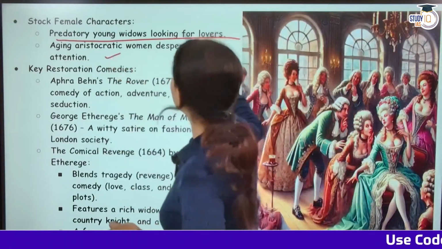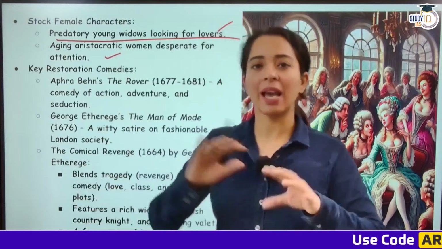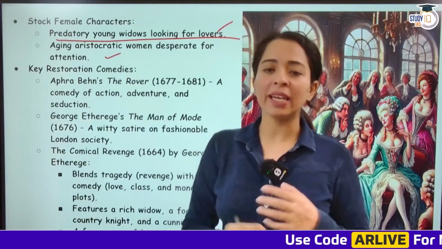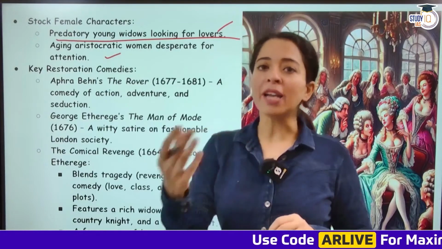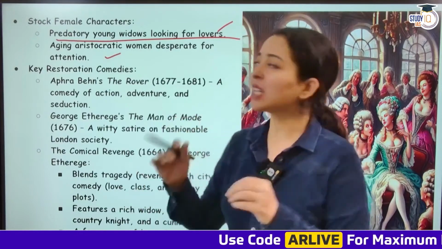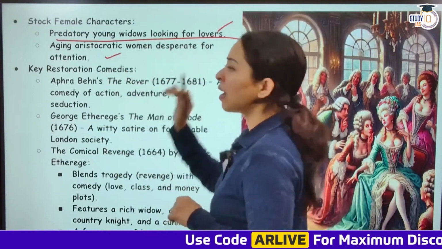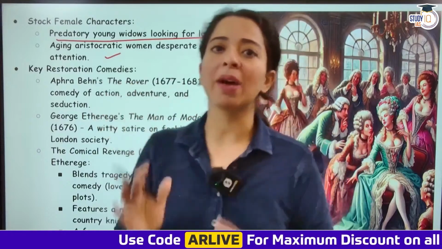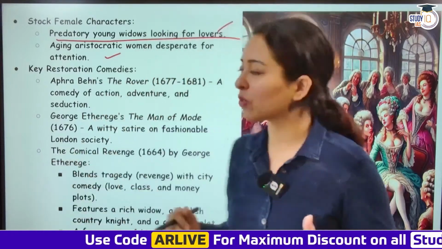Okay, so can you see, stock characters, almost every play had characters of this kind. Nothing apart from that, not any other dimension in the character, no. Okay, so predatory young widows, aging aristocrats, meaning young widows trying to find some other man to get married to. Okay, so this kind of a thing was there.